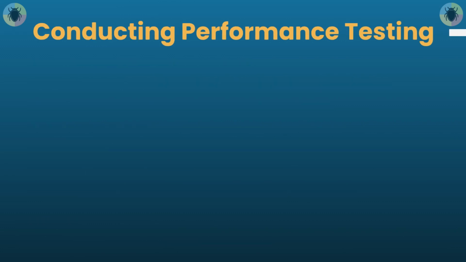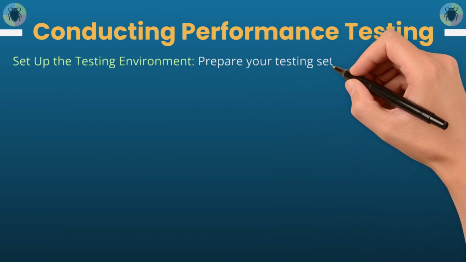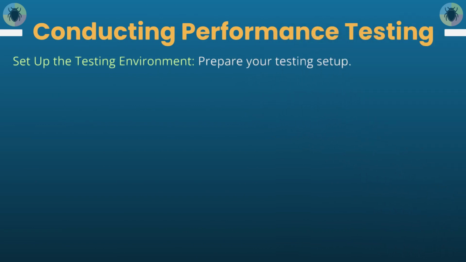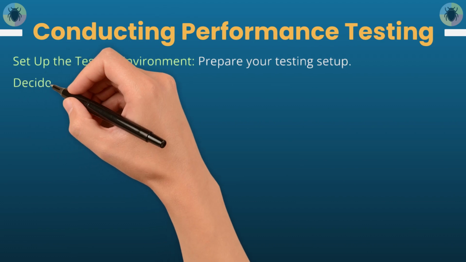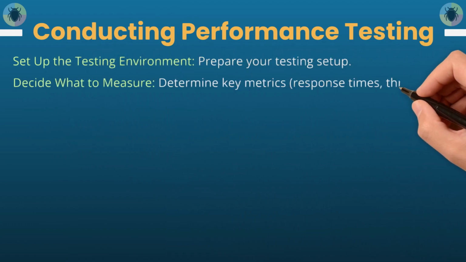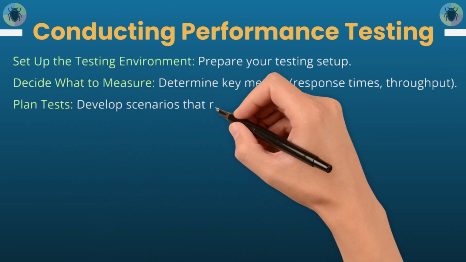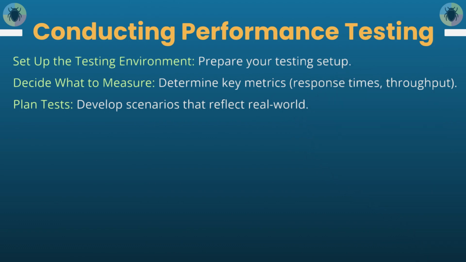How to conduct performance testing. Here's a practical guide to running performance tests. Set up the testing environment. Prepare your testing setup, including the tools and hardware you'll use. Decide what to measure. Determine key metrics like response times and throughput. Plan your tests. Develop scenarios that reflect real-world usage patterns.